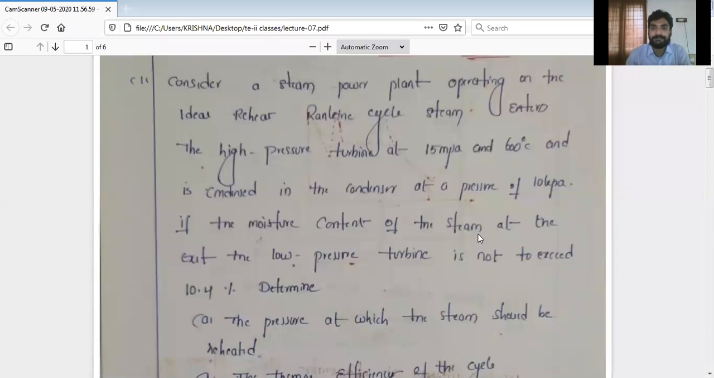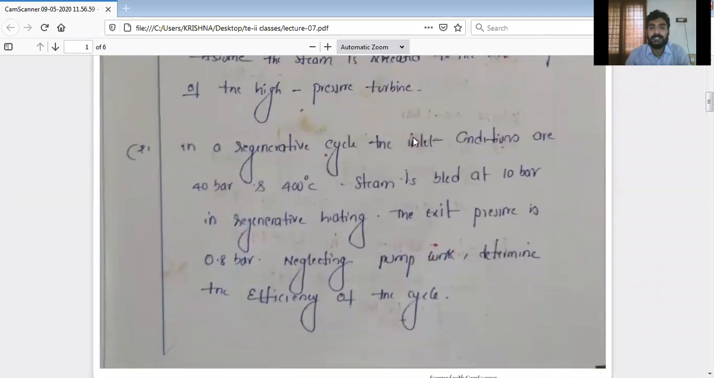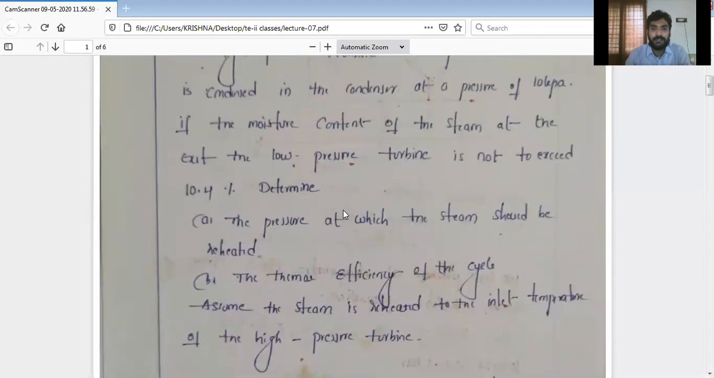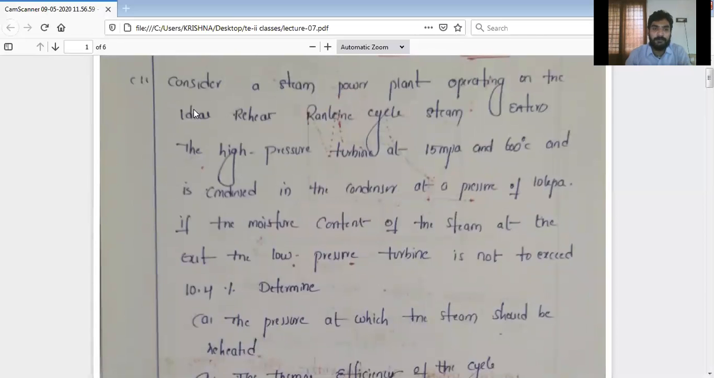This is lecture number 7. These are the two problems involved in this lecture. One is a steam power plant operating on the ideal reheating Rankine cycle. So one problem is related to the reheating Rankine cycle and the other problem is related to the regenerative Rankine cycle. Now we will look at this first problem and try to do the calculations.